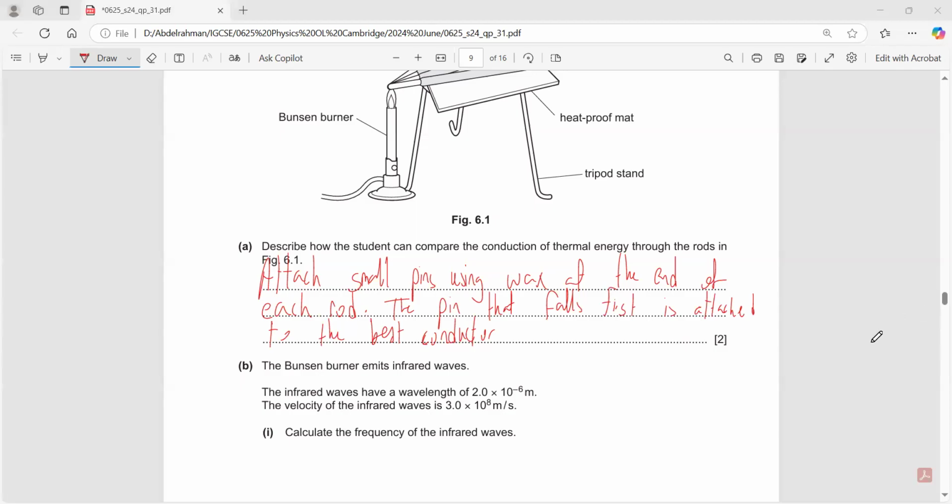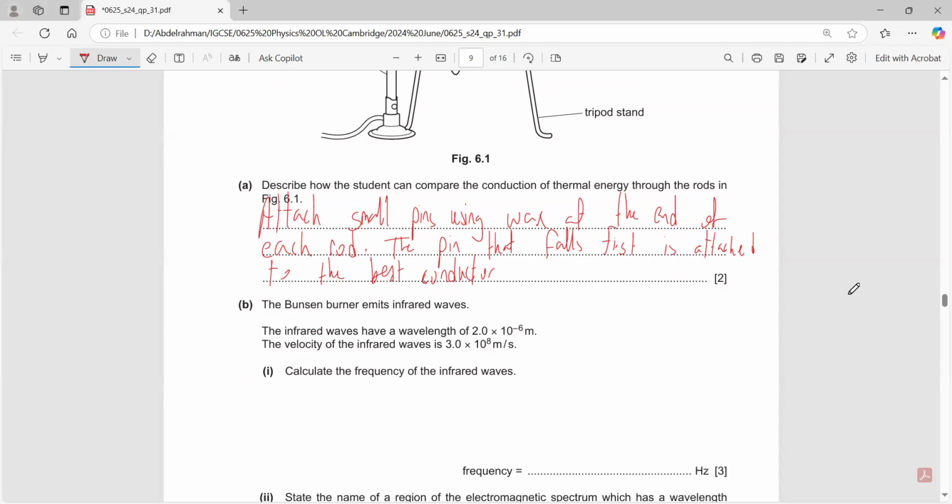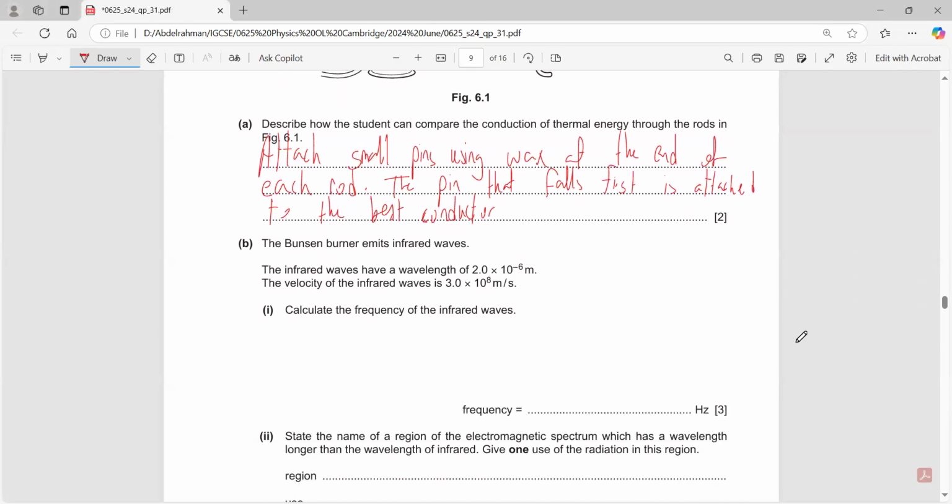Well, a Bunsen burner emits infrared waves. They have a wavelength of 2 times 10 to the negative 6. The speed is 3 times 10 to the power of 8. Can I find the frequency? I definitely can. How can we find the frequency? What's the equation? Frequency equals speed over wavelength.